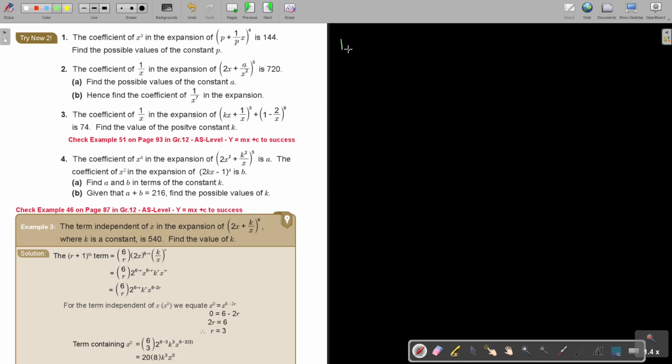The coefficient of x to the power 3 again, and then they give you the expansion, to the power 4, is 144. Find the possible values of the constant p. Now I'm first going to write it down: p plus 1 over p, and then x, to the power 4. Okay, so first find the r plus 1 term.